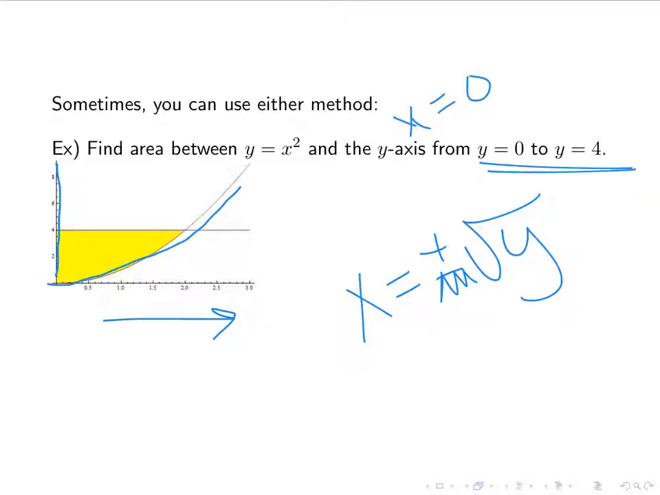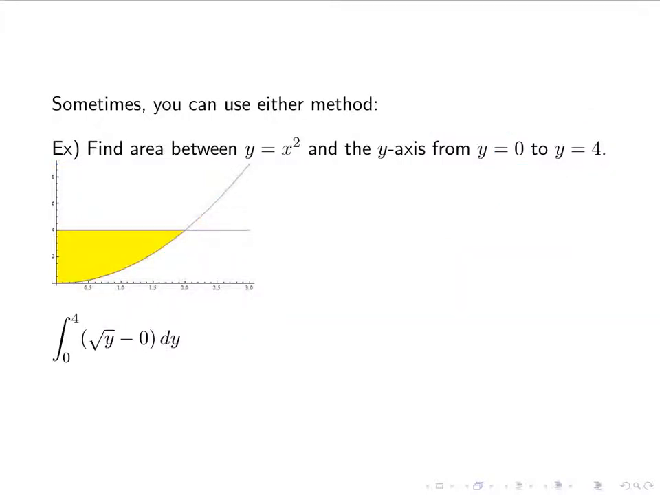Okay, so it's already in terms of x equals a function of y. So my right function is root y, my left function is 0. My bounds, again, are given to me, 0 to 4. So if I'm doing it in terms of y, that's what it will look like: the integral from 0 to 4 of the square root of y minus 0 dy.